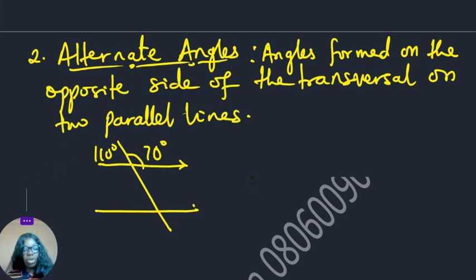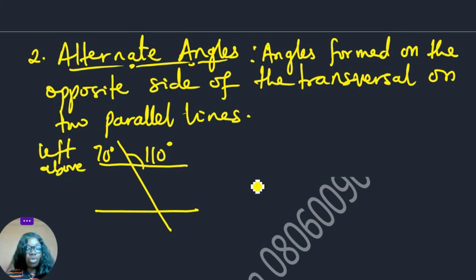So let me change the dimension of these angles. So here should be 70 degrees, while here should be 110 degrees. So let's look at it. The left side above. So you come to the second parallel line, it will be right side below. So that's what we call opposite side of the transversal. Which means this particular angle is alternate to 70 degrees.